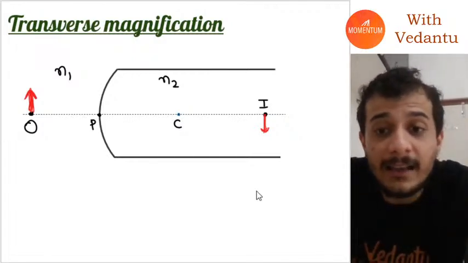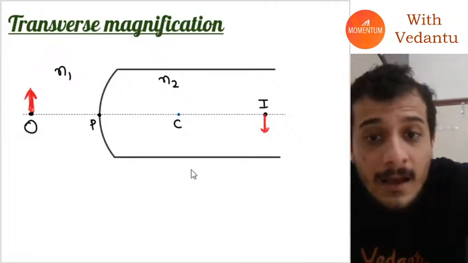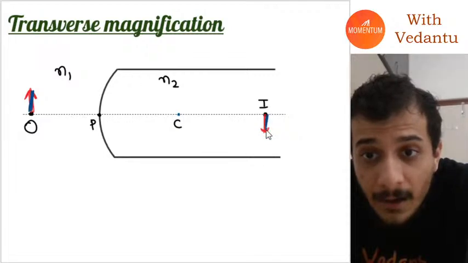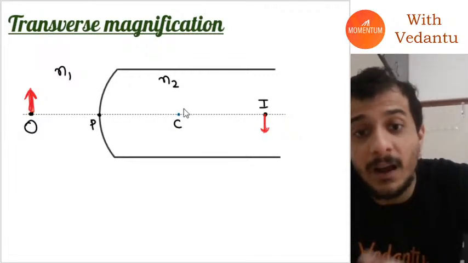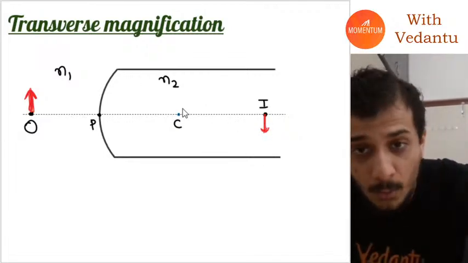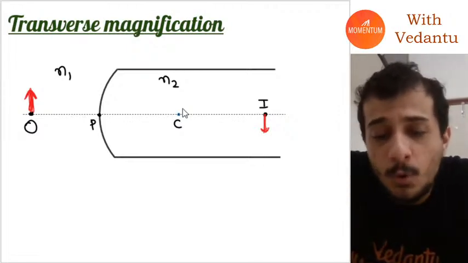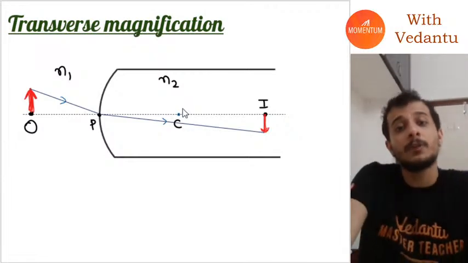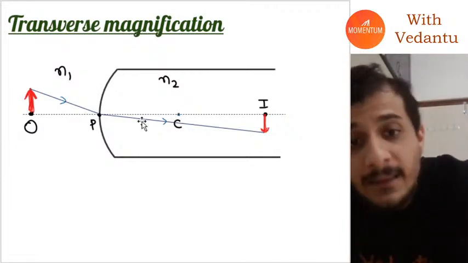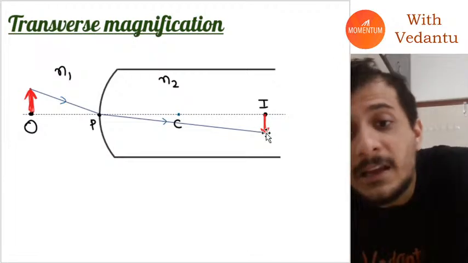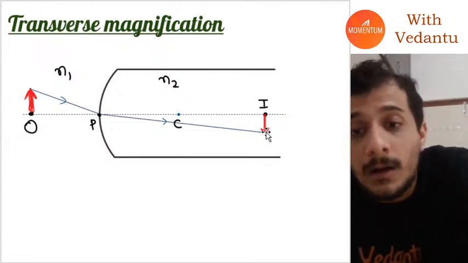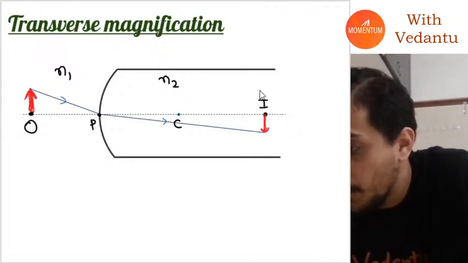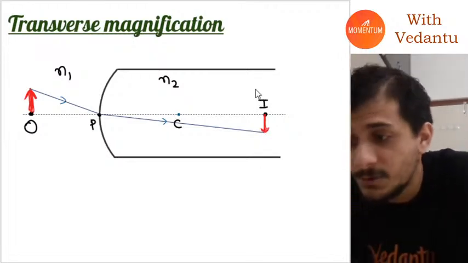Then this will be the object height and this will be the image height, and I want to know the relation between the two. How do I calculate the relation between the two? Let's make an incident ray like this coming from the top of the object. Then after refraction at point P, it should go to the bottommost point of the image. I hope everybody understood.